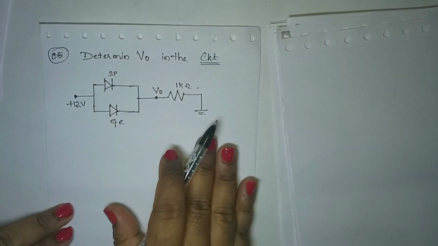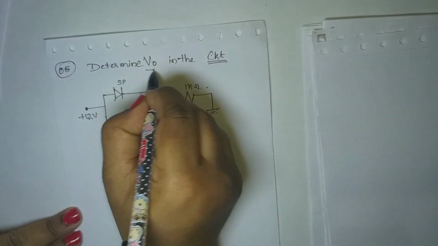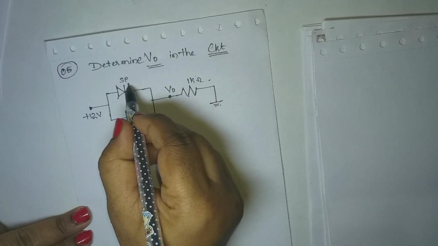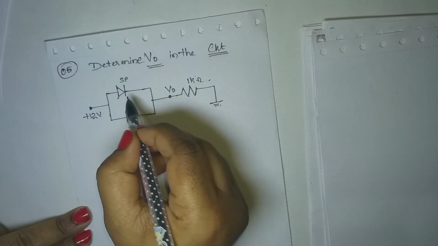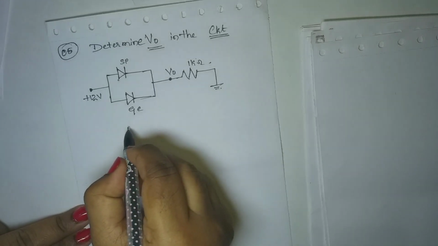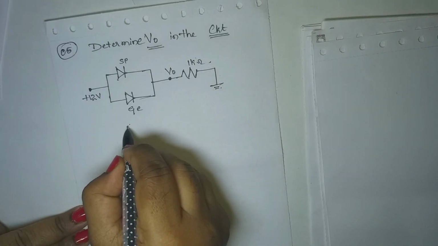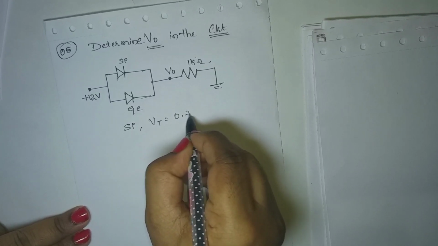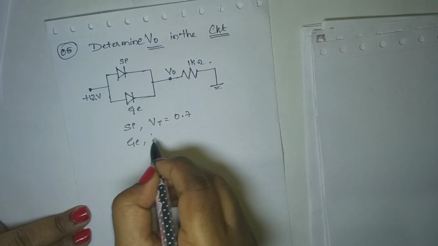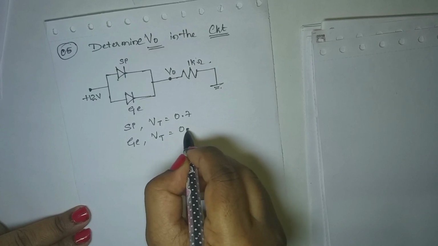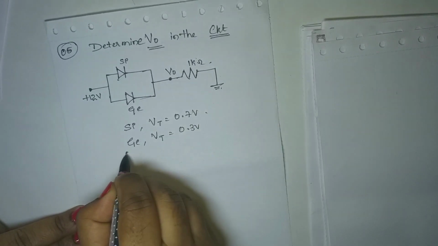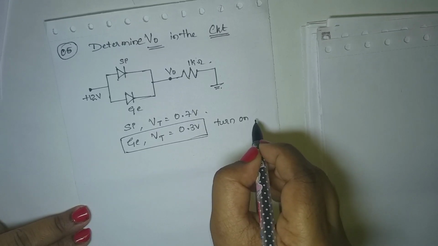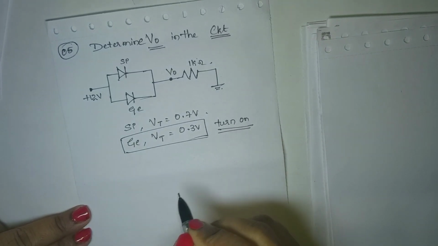Okay, coming to the last problem. Here you have to determine V naught in the circuit. You have two diodes here. One is silicon diode, the other one is germanium diode. I told you that silicon diode has a threshold voltage of 0.7, and germanium diode has a threshold voltage of 0.3 volts. It means that germanium diode will turn on first.